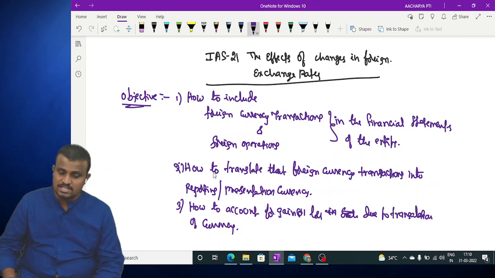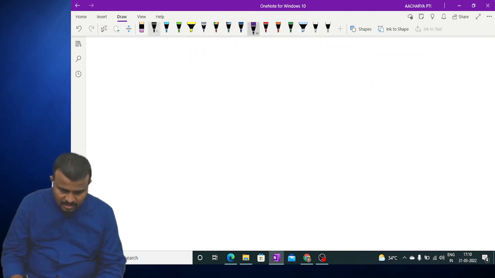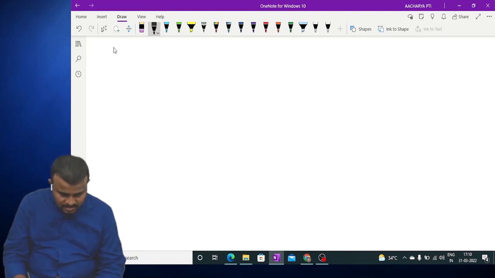So this is what we are going to discuss in this standard. And before that, we have to know some definitions which are useful while reading this standard. The first one is what? Exchange rates.